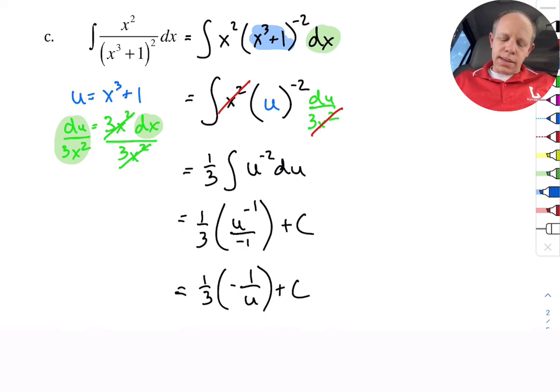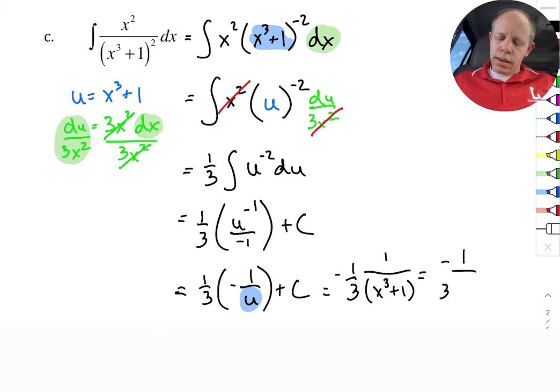And finally, we're going to back substitute in for u. And so I get negative 1/3, and instead of u, I'm going to have x cubed plus 1. And so I get negative 1 over 3 times x cubed plus 1, and finally plus c.